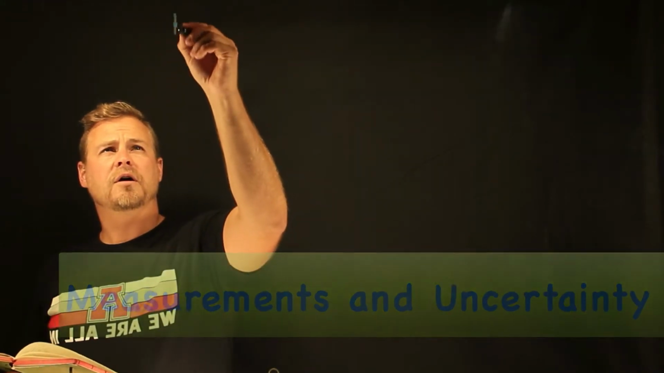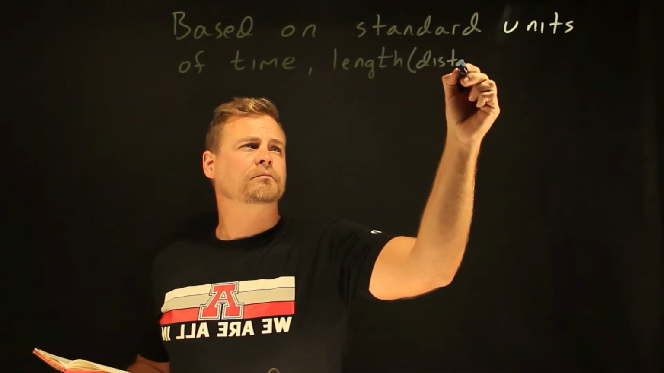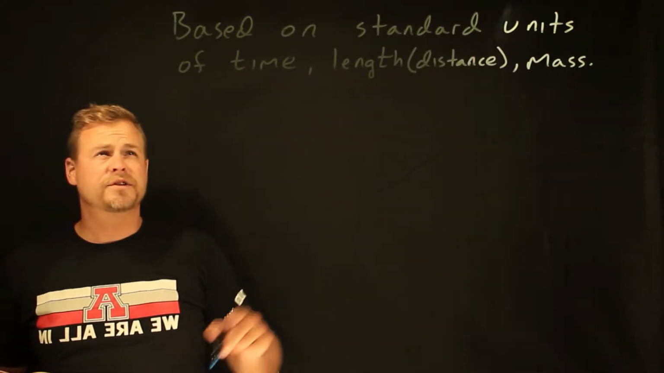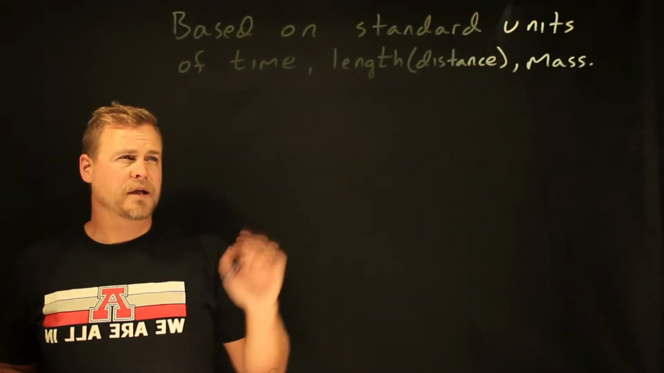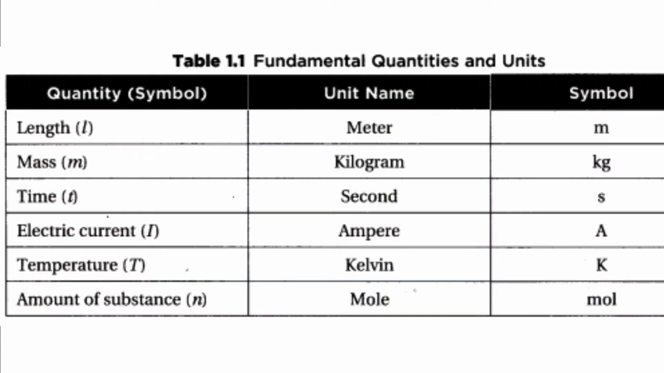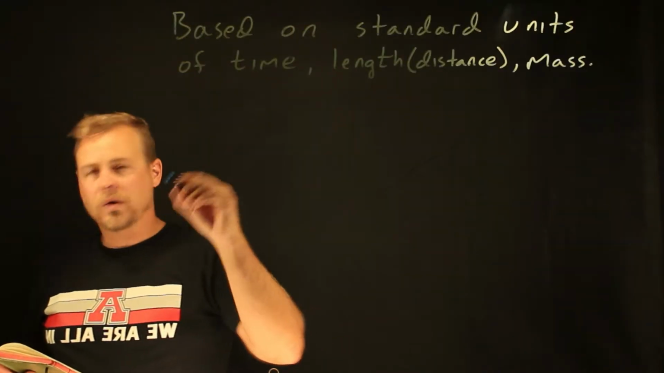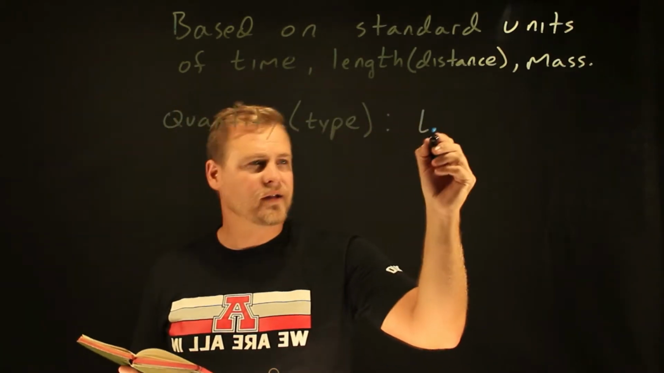Measurements in physics are based on standard units of time, length, or sometimes distance or change in position, and mass. Quantities, the units, the abbreviations, and the variables. These are all very different things, and you need to be careful about exactly what it is you're looking at. So your quantity, the name of what it is that you're doing.